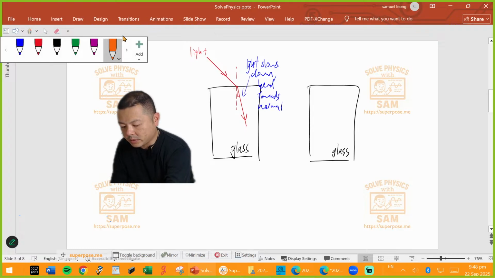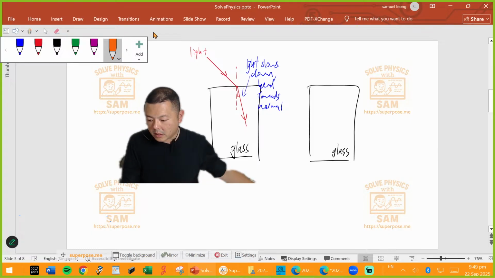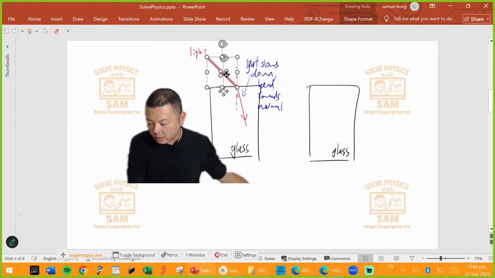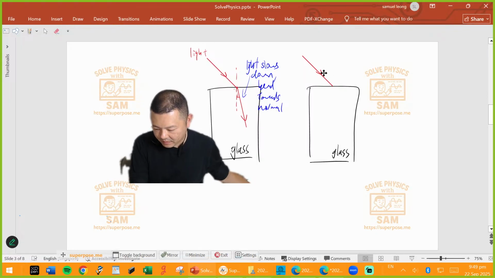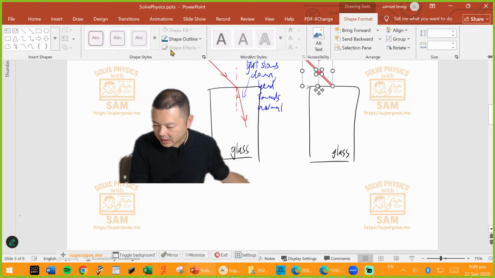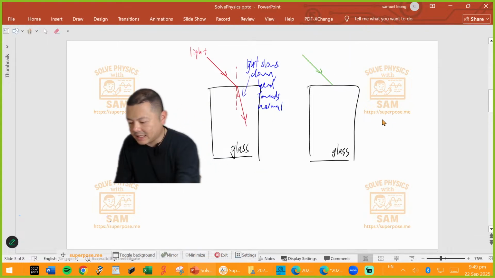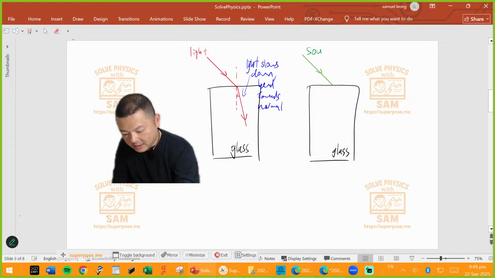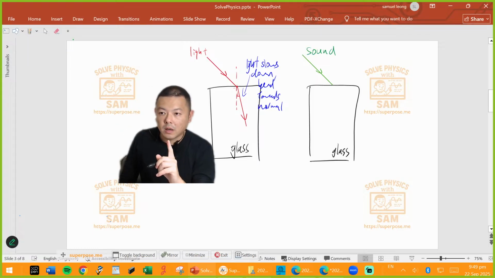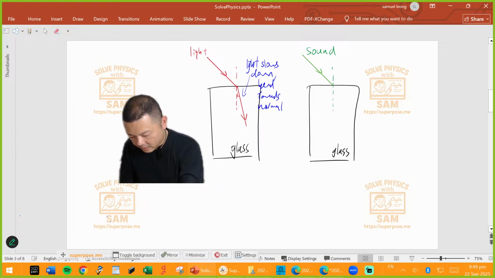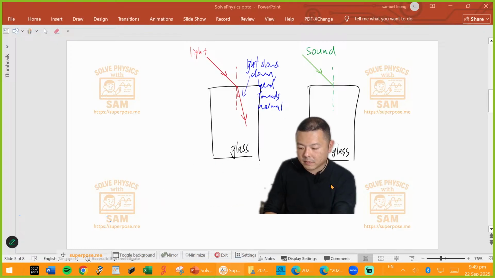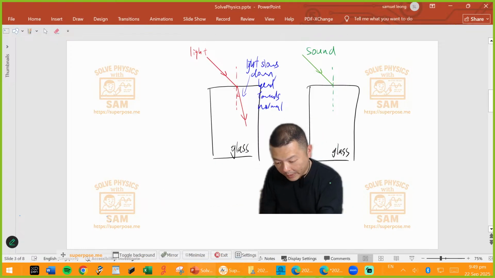But Garen, just to make sure, do you understand? Hang on, do you understand that if it's sound, let's say I have a sound wave, let me just change the color of this thing here. Let's say this is a sound wave. Sound wave enters glass. What happens to that sound wave? It bends away.